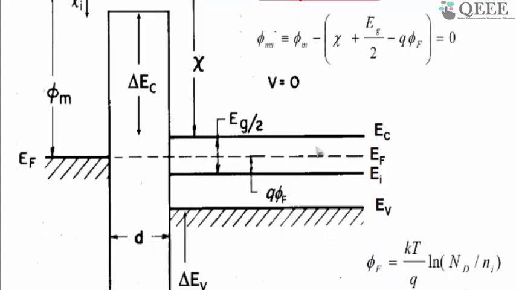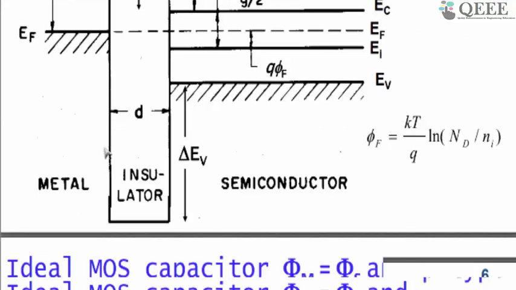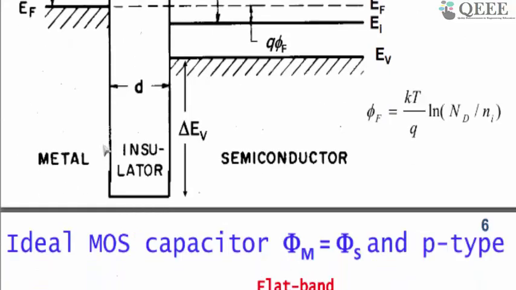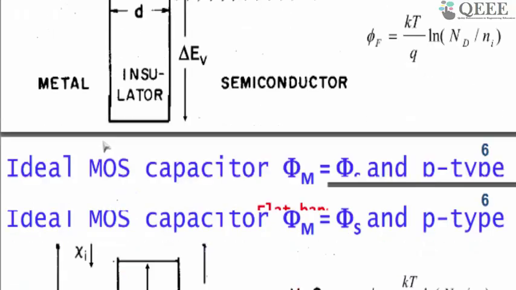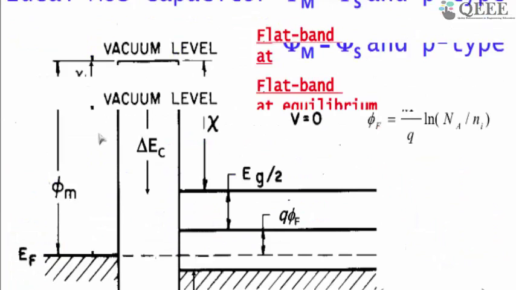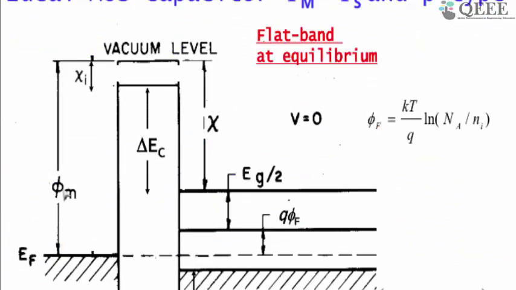So for this ideal MOS capacitor with an n-type substrate, this is how the band diagram looks like. Now let us move on to see whether we can draw a similar band diagram for what happens if the substrate is a p-type material. This is similar. There is no change on the metal side, so the metal is the same.